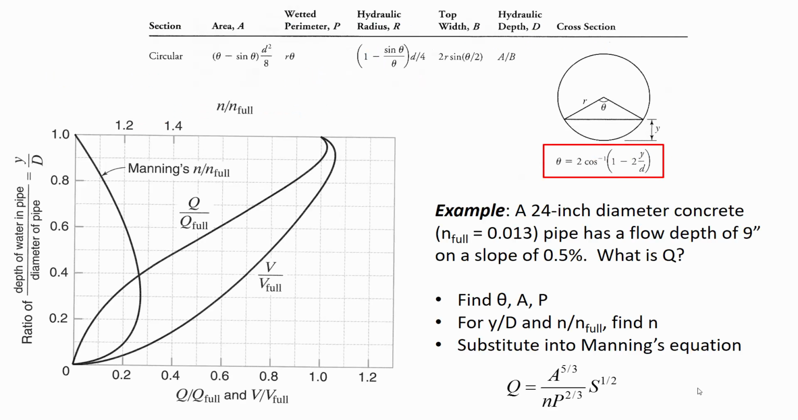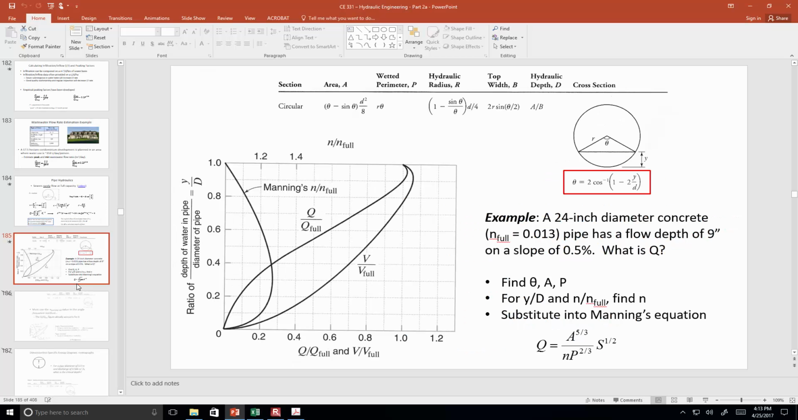All right, so that's the analysis of finding out, for a certain flow depth, what the flow rate is. But the next step beyond the analysis is design, making sure that the pipe is large enough to accommodate the flows that you expect to see. Before we move on to the design, are there any lingering questions on this example? And this is the n to n full. The final answer is 3.75 cubic feet per second.